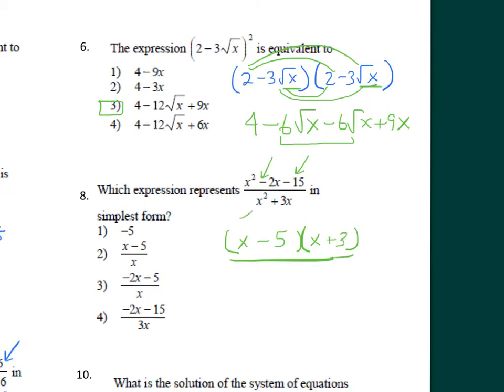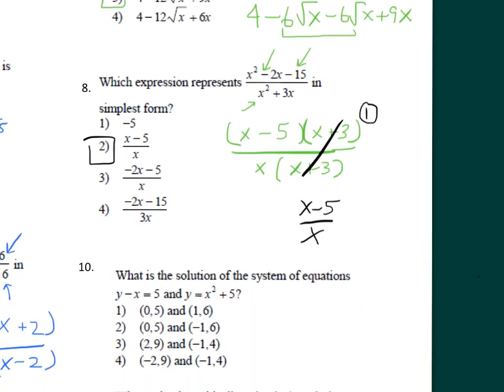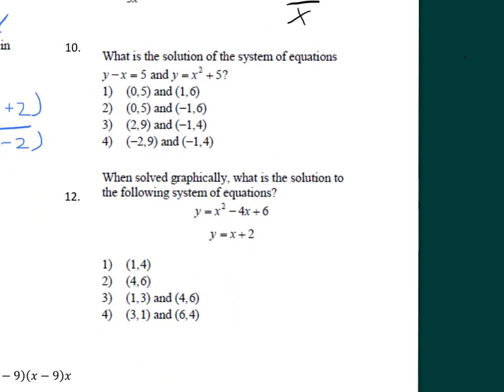And there's the greatest common factor down here of an x, and that would leave an x plus 3. So when we simplify common factors, these reduce to 1, giving us x minus 5 over x. Be careful not to reduce these two x's. Although they look like it'd be nice and easy to reduce those, this is not mathematically correct, so we shouldn't do that. So our answer is choice 2. There we go. All right, so moving along here, number 10.